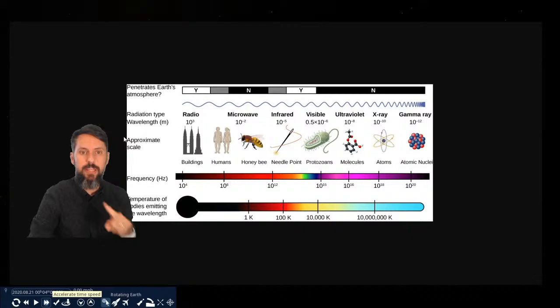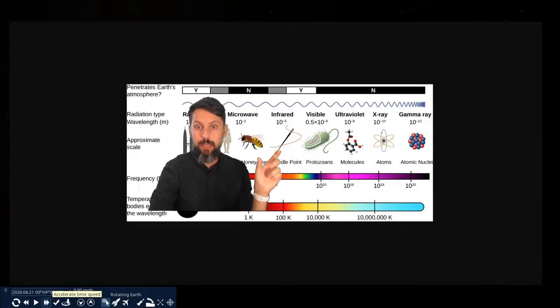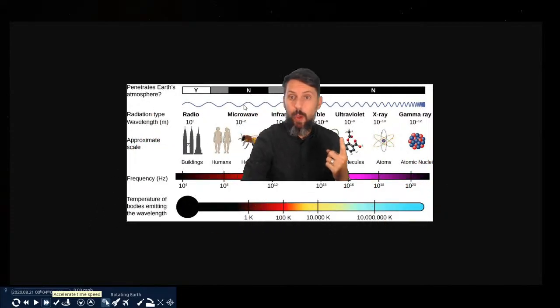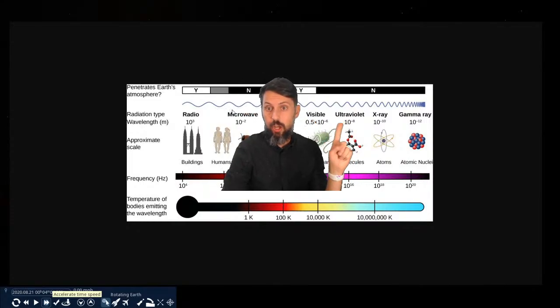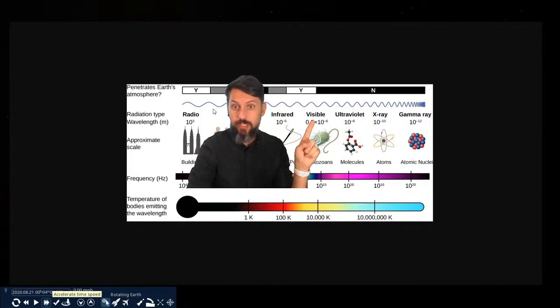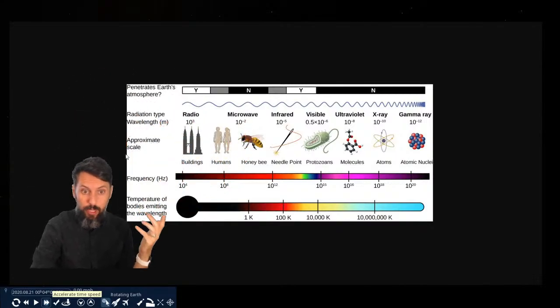You can also see they give the scale of the objects, so a microwave is like a honeybee length. But all of these are waves. If you look up this and see X-ray, this is electromagnetic radiation. This is ultraviolet electromagnetic radiation. Visible, what you can see with our eyes, electromagnetic radiation. Microwaves, electromagnetic radiation. Radio, electromagnetic radiation.